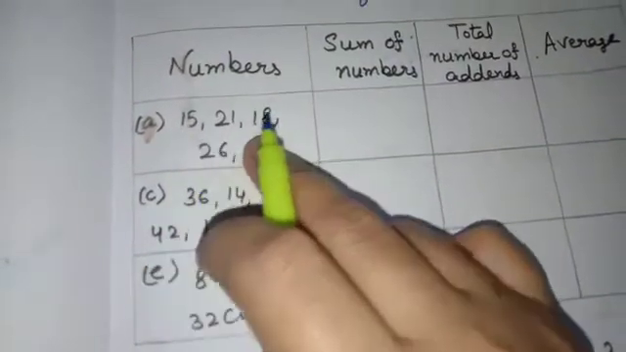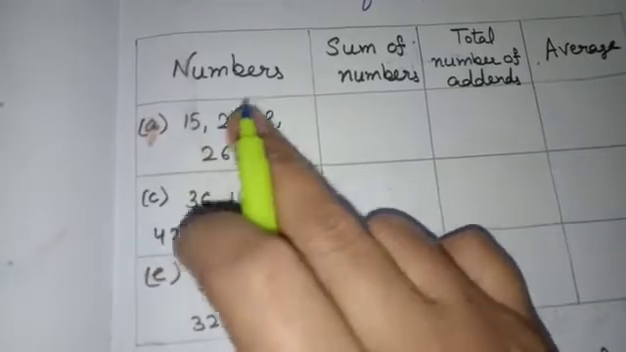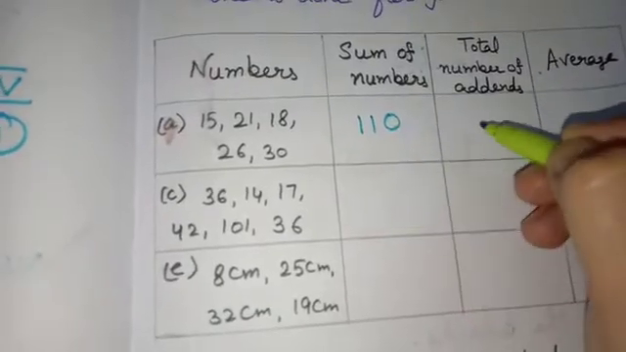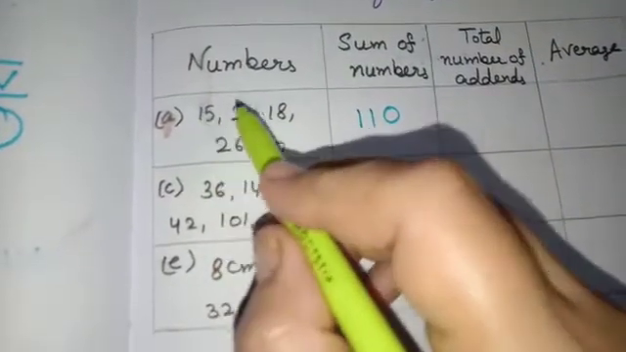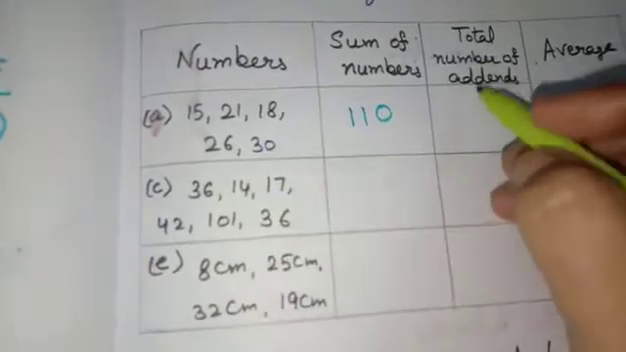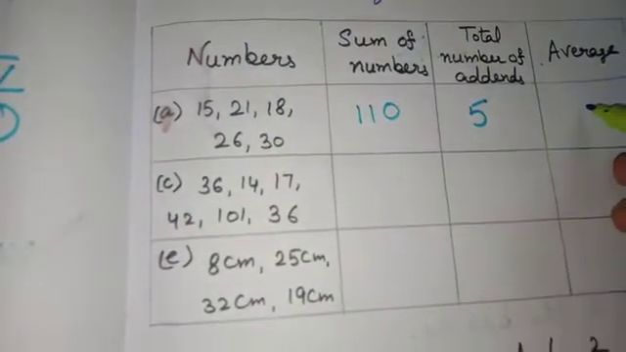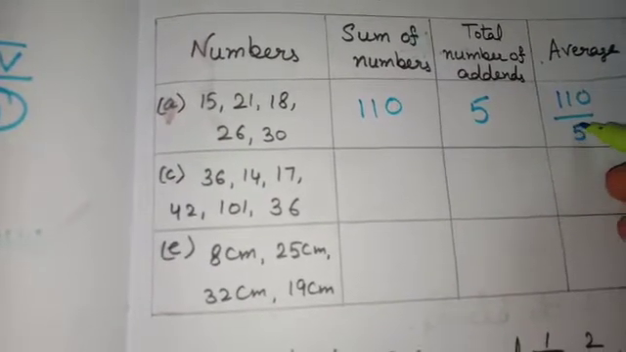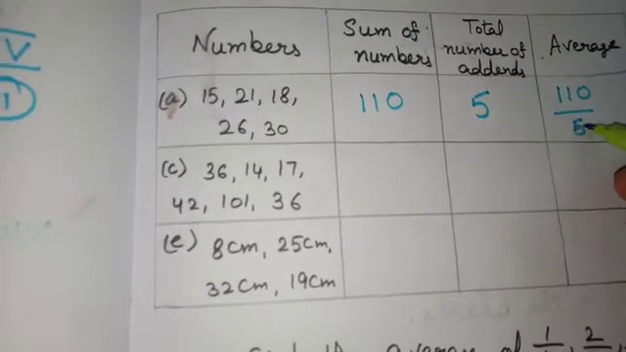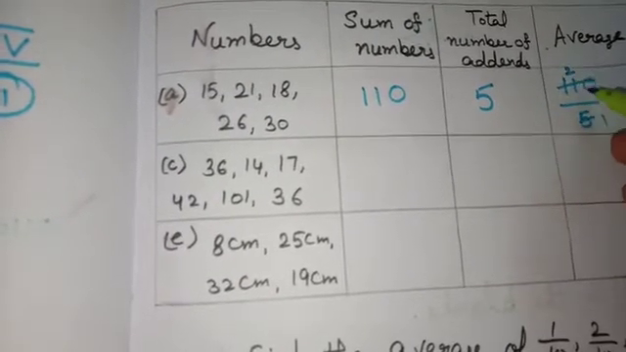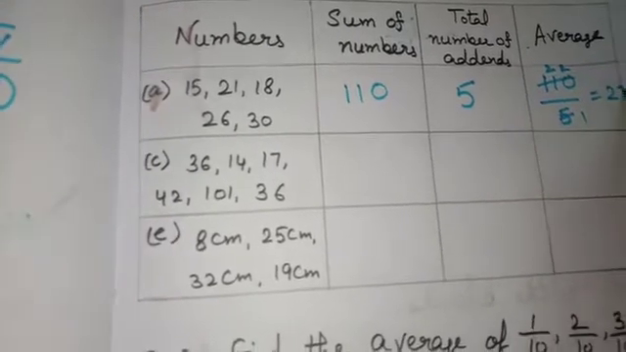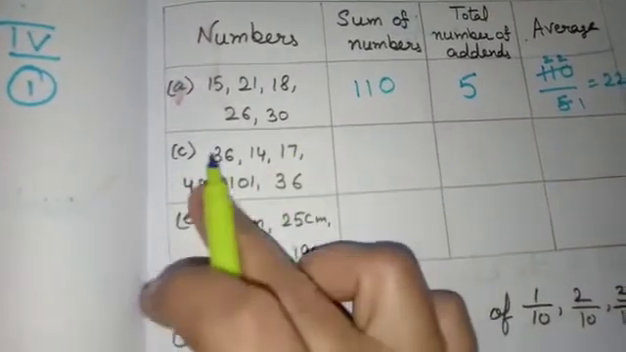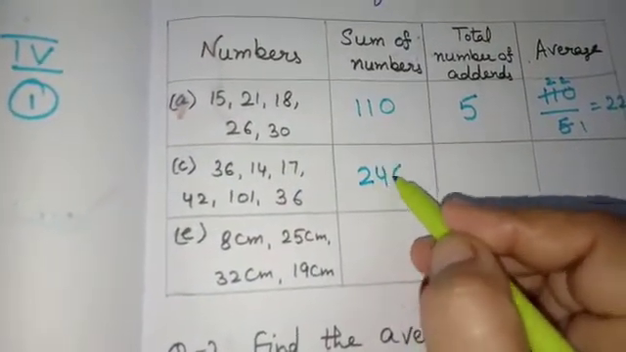Some numbers are given. When we add all these numbers, 15 plus 21 plus 18 plus 26 plus 30, I will get 110. Total number of addends means count the numbers: 1, 2, 3, 4, 5. Then average: the formula is sum of numbers divided by total number of addends. 110 divided by 5 is 22. Similarly, in part C of the question, when we add all these numbers it will be 246.